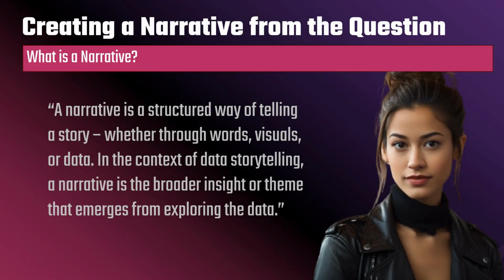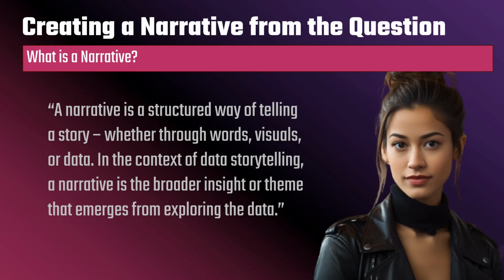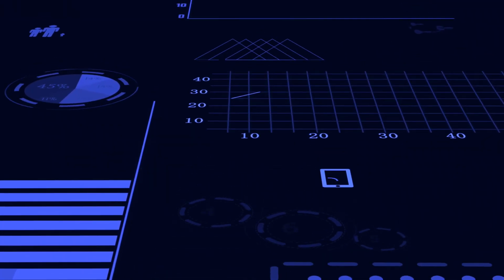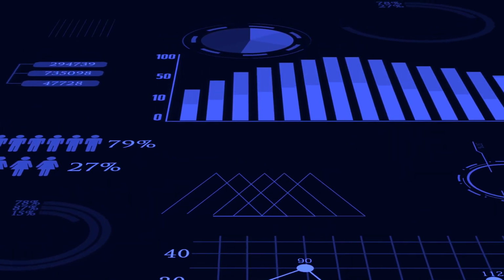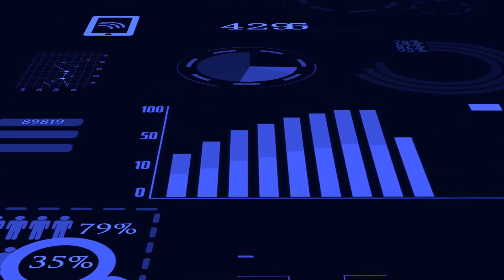A narrative is a structured way of telling a story, whether through words, visuals, or data. In the context of data storytelling, a narrative is the broader insight or theme that emerges from exploring the data. For our question, a narrative isn't just answering the question and stating when NHL superstars peak at a certain age. That's a fact. A narrative weaves that fact into a broader, engaging story that provides context, meaning, and insight.